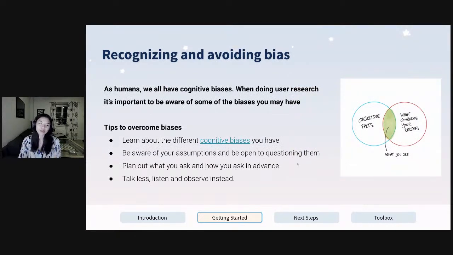And then, also related to that, we are humans, and that means we have cognitive biases.